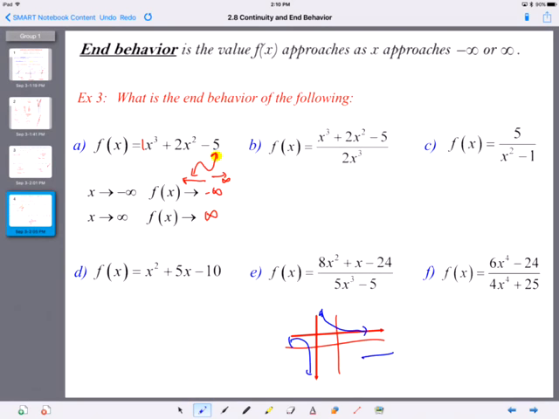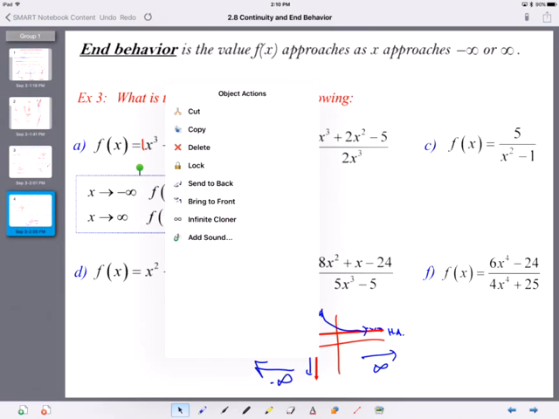So what happens when x goes to infinity? Where is your y value approaching? And as x goes to negative infinity, where is your y value going? And hopefully, what you recognize is that these values are getting closer and closer to the horizontal asymptote. So if you can identify the horizontal asymptote of a rational function, then you can identify the end behavior. Okay?